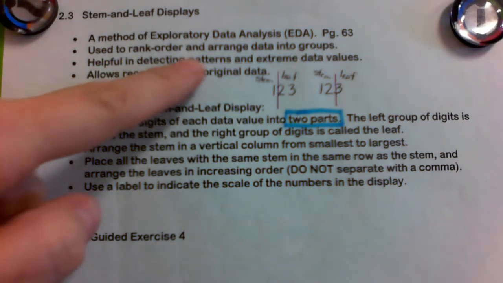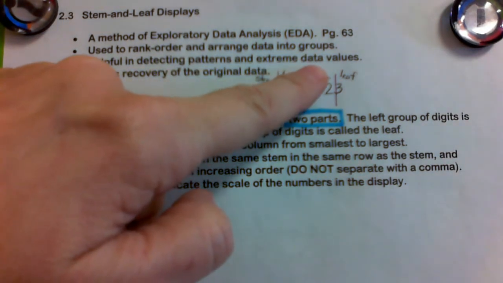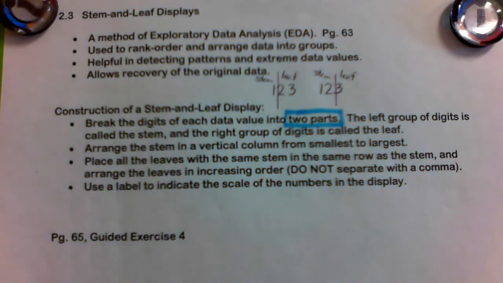And this helps detect patterns and extreme data values. Extreme data values, whether they be small or extremely large, are called outliers. And it also allows us to recover the original data.